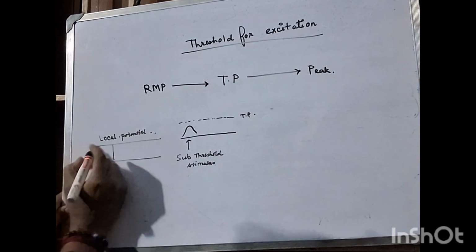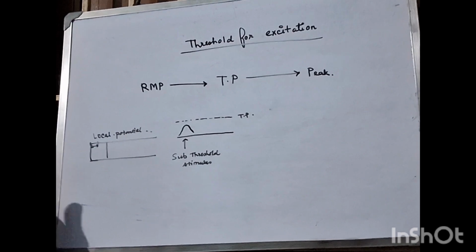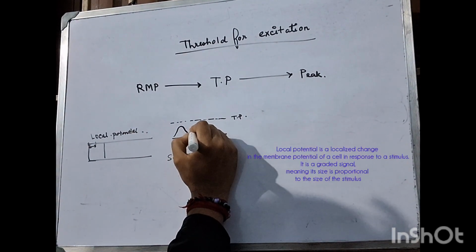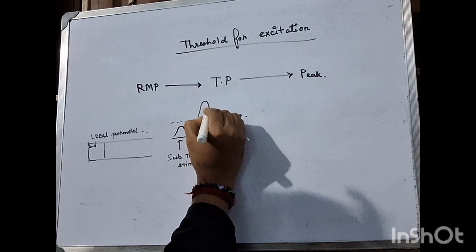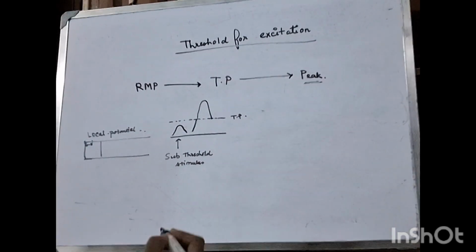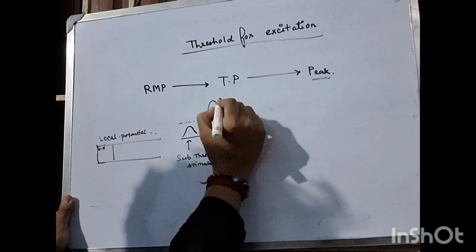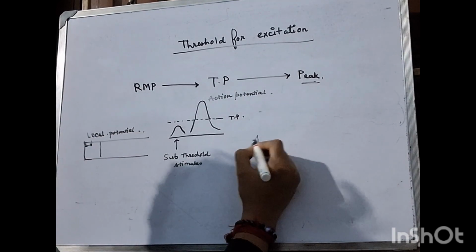In some particular region, say for example this region of the membrane, there is a local potential. It does not transmit further. It has to cross the threshold potential to a higher peak, and ultimately get transmitted along the nerve fiber. So this is called action potential. You might be familiar with the all or none law.